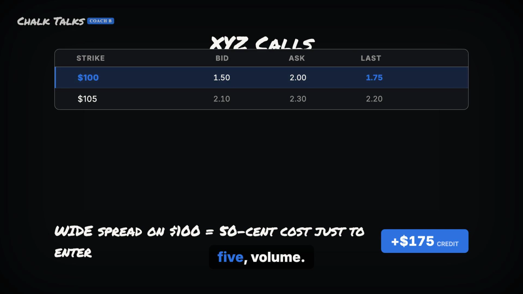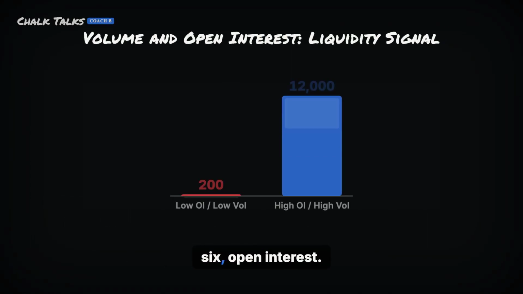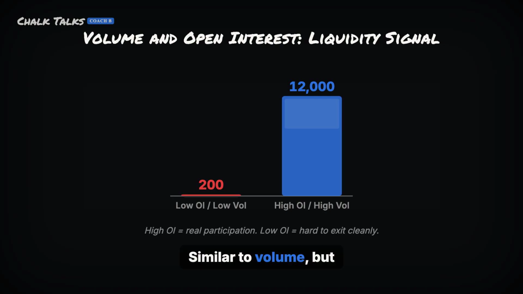Number 5, volume. How many contracts traded today? If volume is basically 0, the market makers know there's no competition and they'll widen that spread on you. You want volume. It tells you other people are actually trading this thing. Number 6, open interest. Similar to volume, but it's cumulative. The total number of contracts currently open and outstanding. High open interest means the contract has real participation. Low open interest means you might have trouble getting out cleanly when you want to exit.